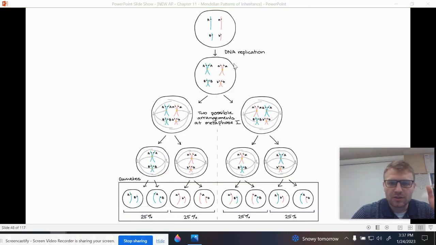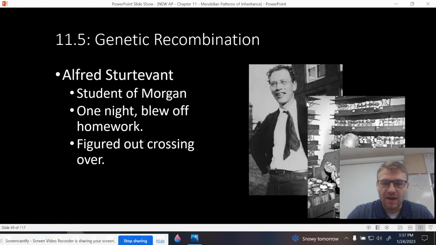Through independent assortment, we understand this. This was in your packet. We should have a chance of having all four of these: big A big B, big A little b, little a big B, and little a little b should all be possible. So we should get 25, 25, 25, and 25%. That's why we do the dihybrid Punnett squares. Yes, this should happen, but it's not what he found.